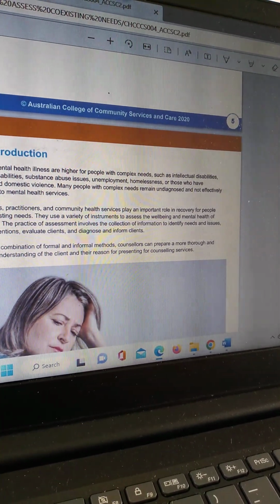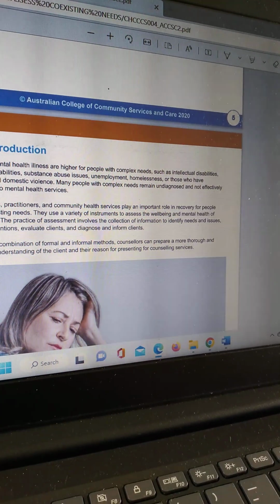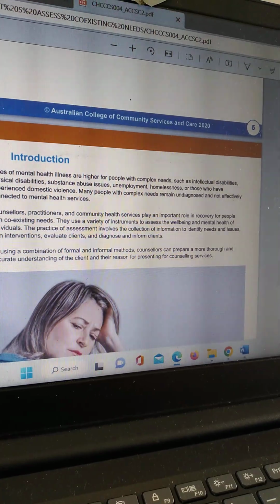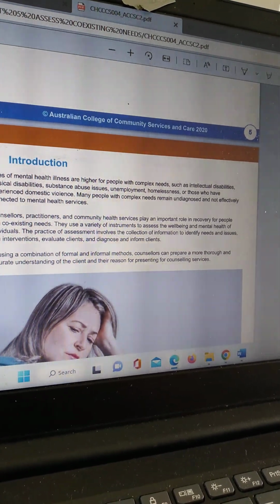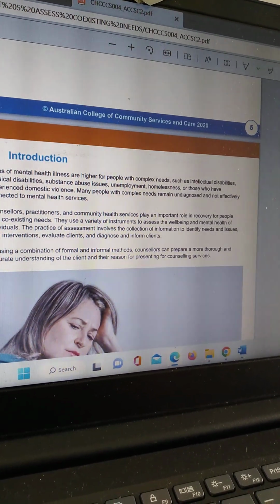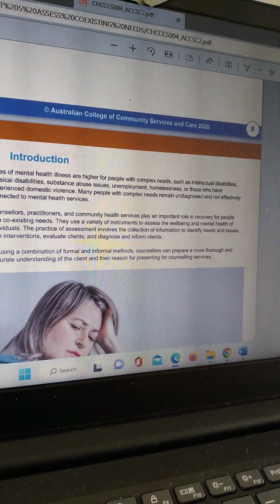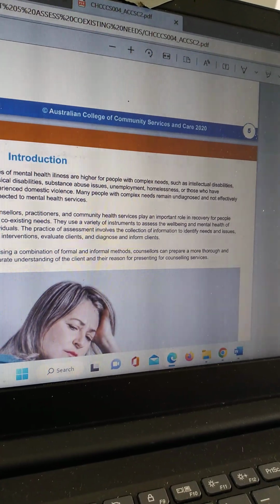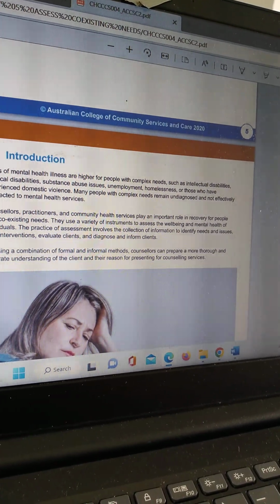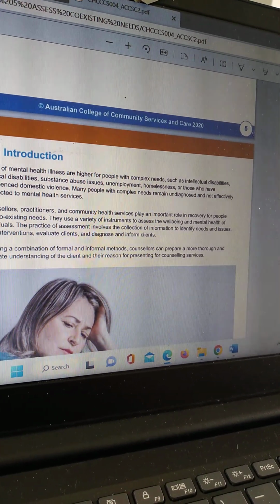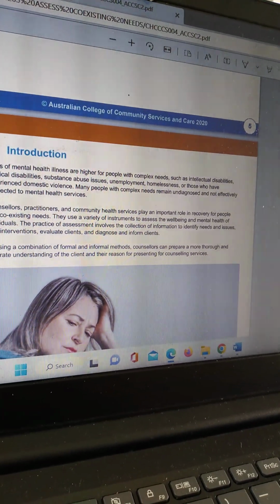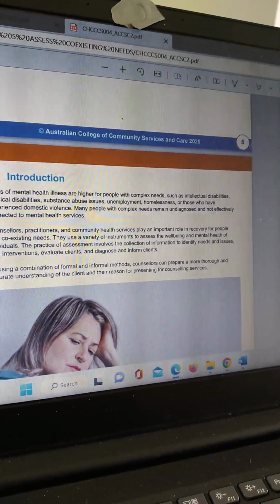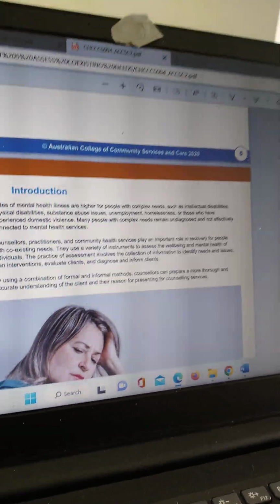They use a variety of instruments to assess the well-being and mental health of individuals. The practice of assessment involves the collection of information to identify needs and issues, plan interventions, evaluate clients, and diagnose and inform clients. By using a combination of formal and informal methods, counsellors can prepare a more thorough and accurate understanding of the client and their reason for presenting for counselling services.